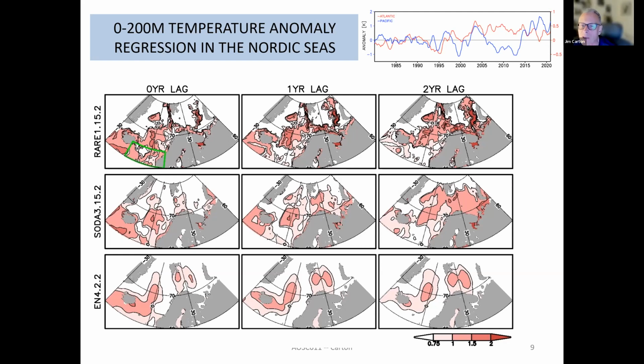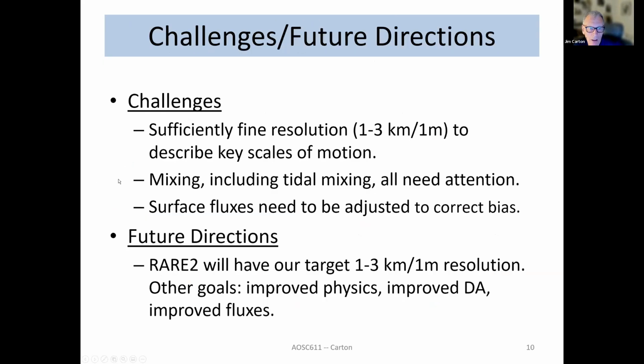By the way, the time series is the one in red here. And if you look at this a little while, I think you can convince yourself that you can see this northward progression of the anomalies from the Atlantic subpolar gyre through the Nordic seas and even into the Barents Sea. And it actually also shows up qualitatively speaking in all three products. And so with that, I'll just give you my challenges and directions.